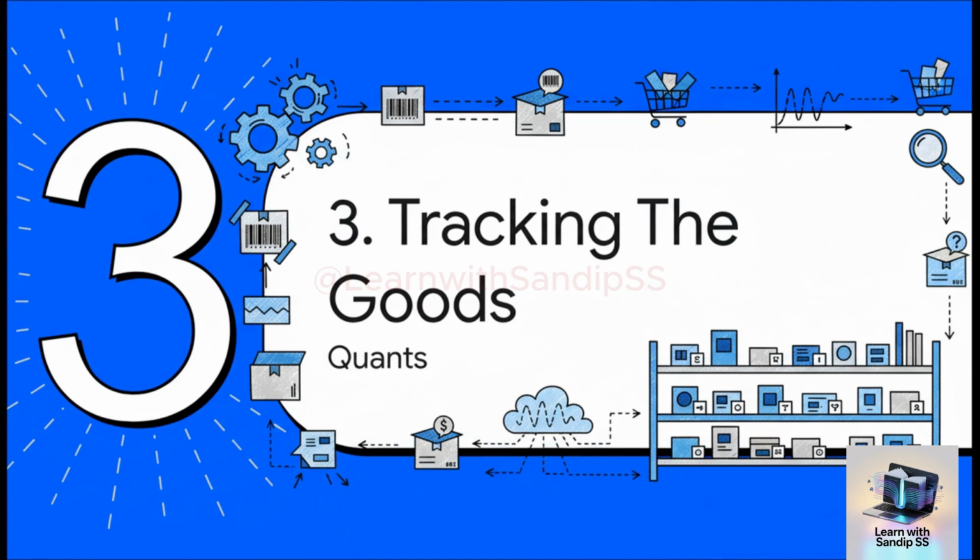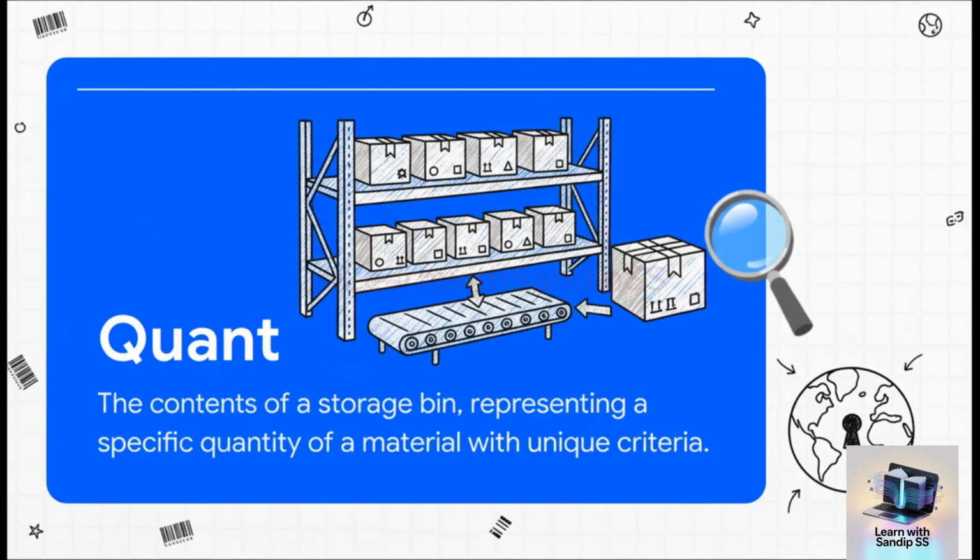The answer is a little concept called a quant. Now, a quant is not just the product itself. It's more specific. It's a certain amount of that product, with its own unique identity, all sitting together in one single location. This is the most granular, most detailed level of inventory tracking you can possibly get.